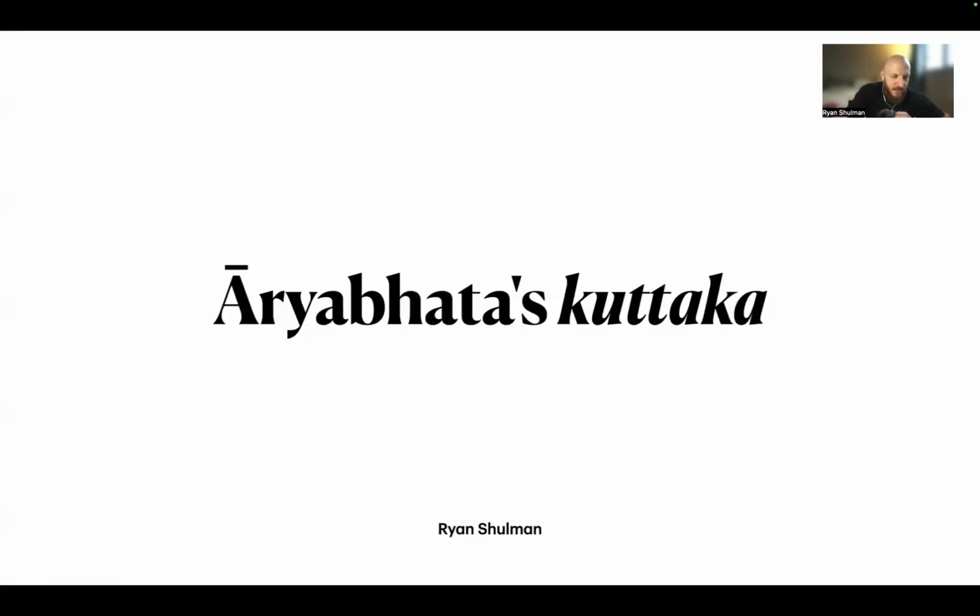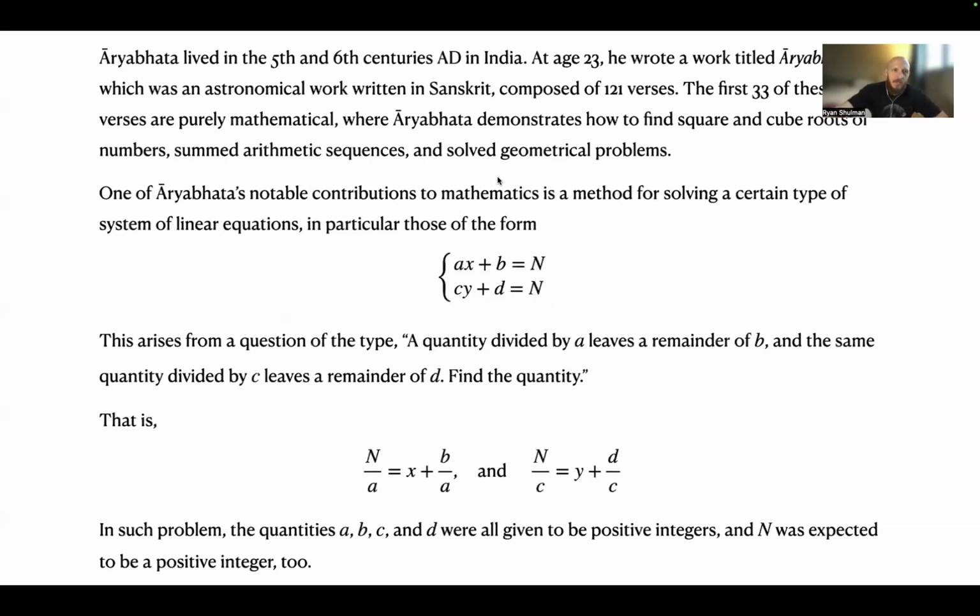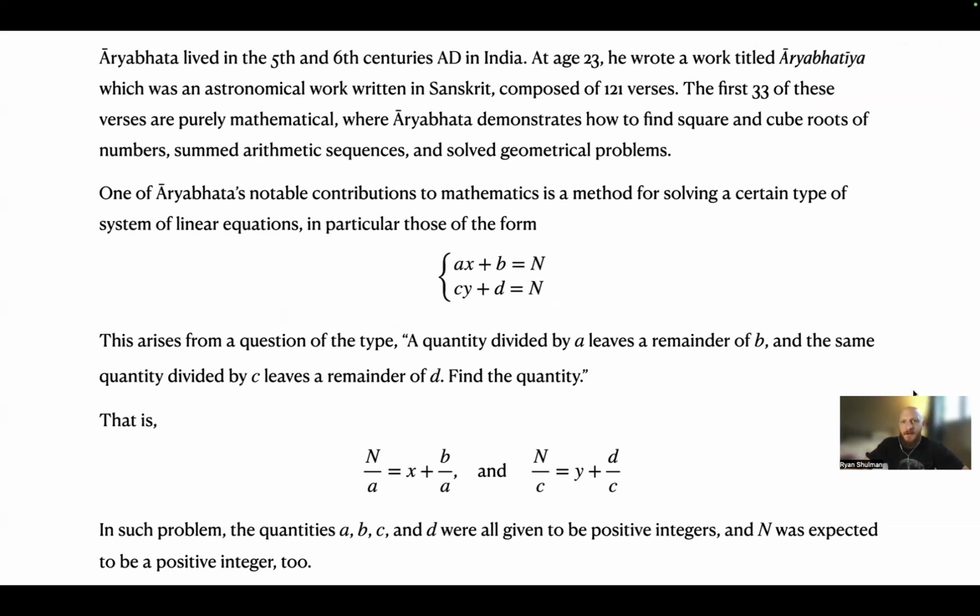All right, this will be a presentation on Aryabhata's kuttaka. Aryabhata lived in the 5th and 6th centuries AD in India, and he got started with making math things at a pretty ripe young age.